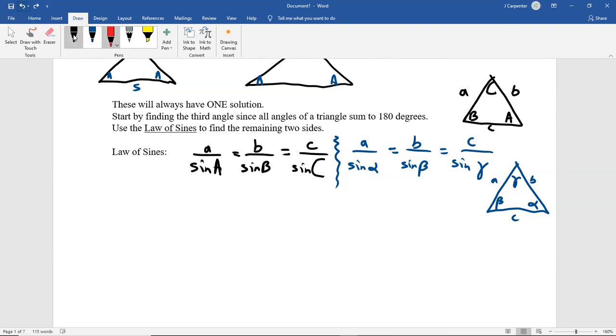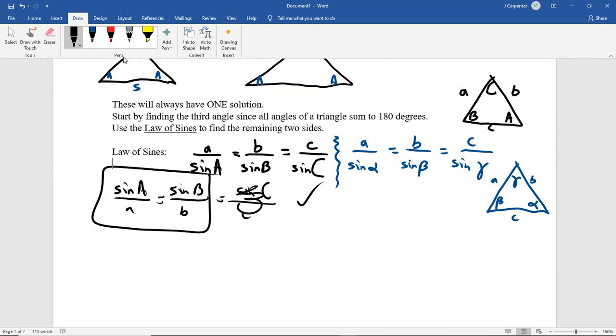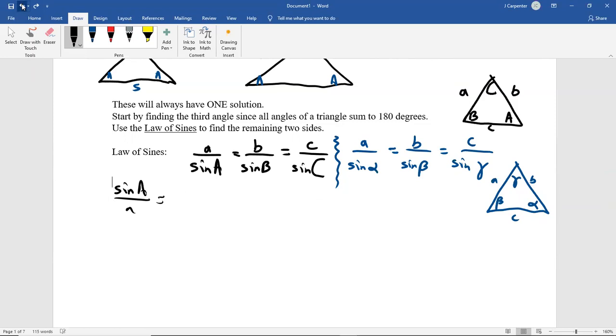Now, the cool thing is you can actually get this upside down. You can go sine of capital A over A equals sine of B over little b equals sine of capital C over little c. That is the same thing. And then you just pick two of the three and ignore the third. However, the algebra that we'll be doing for most problems is just a little easier if you have the side length on the top and the sine of an angle on the bottom. So while they're interchangeable, I will stick with this version.